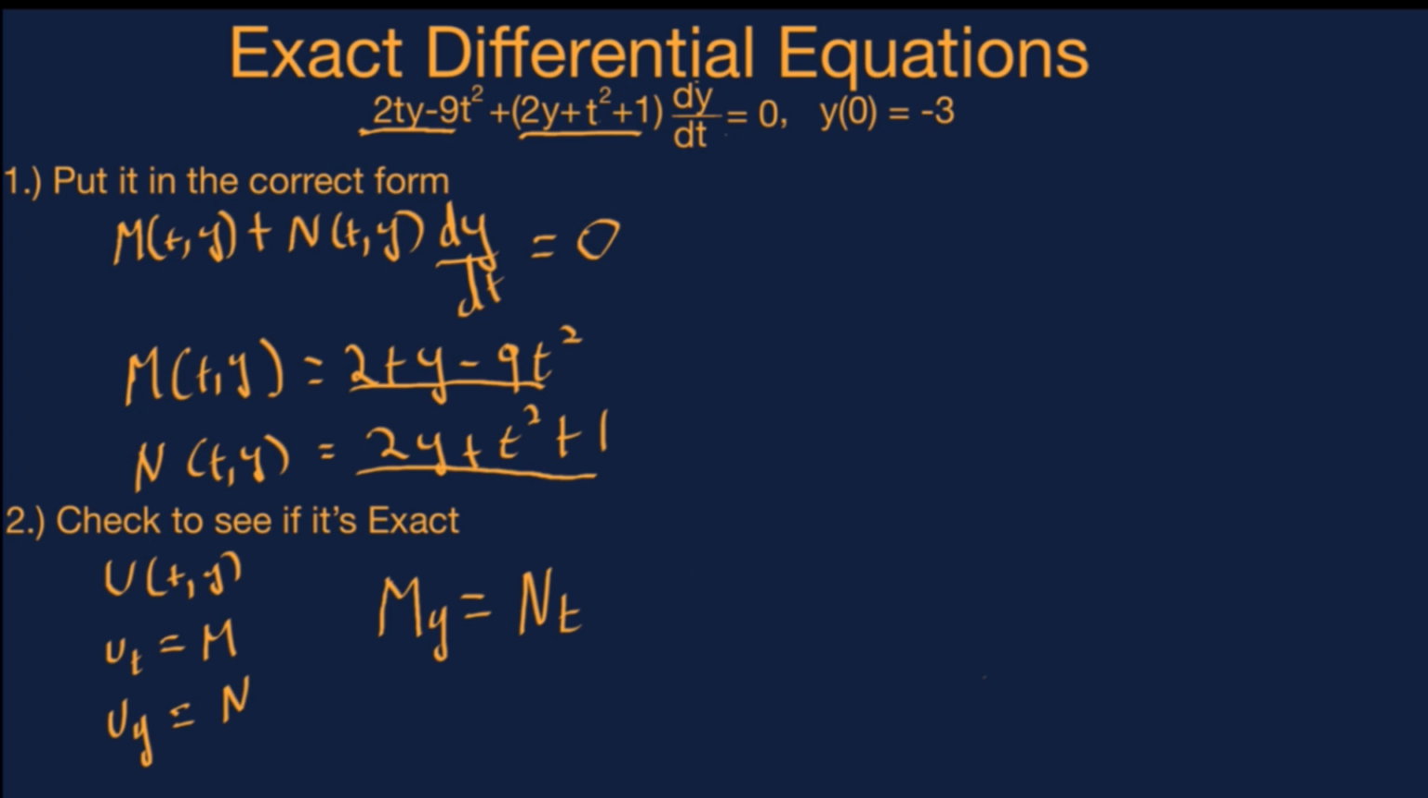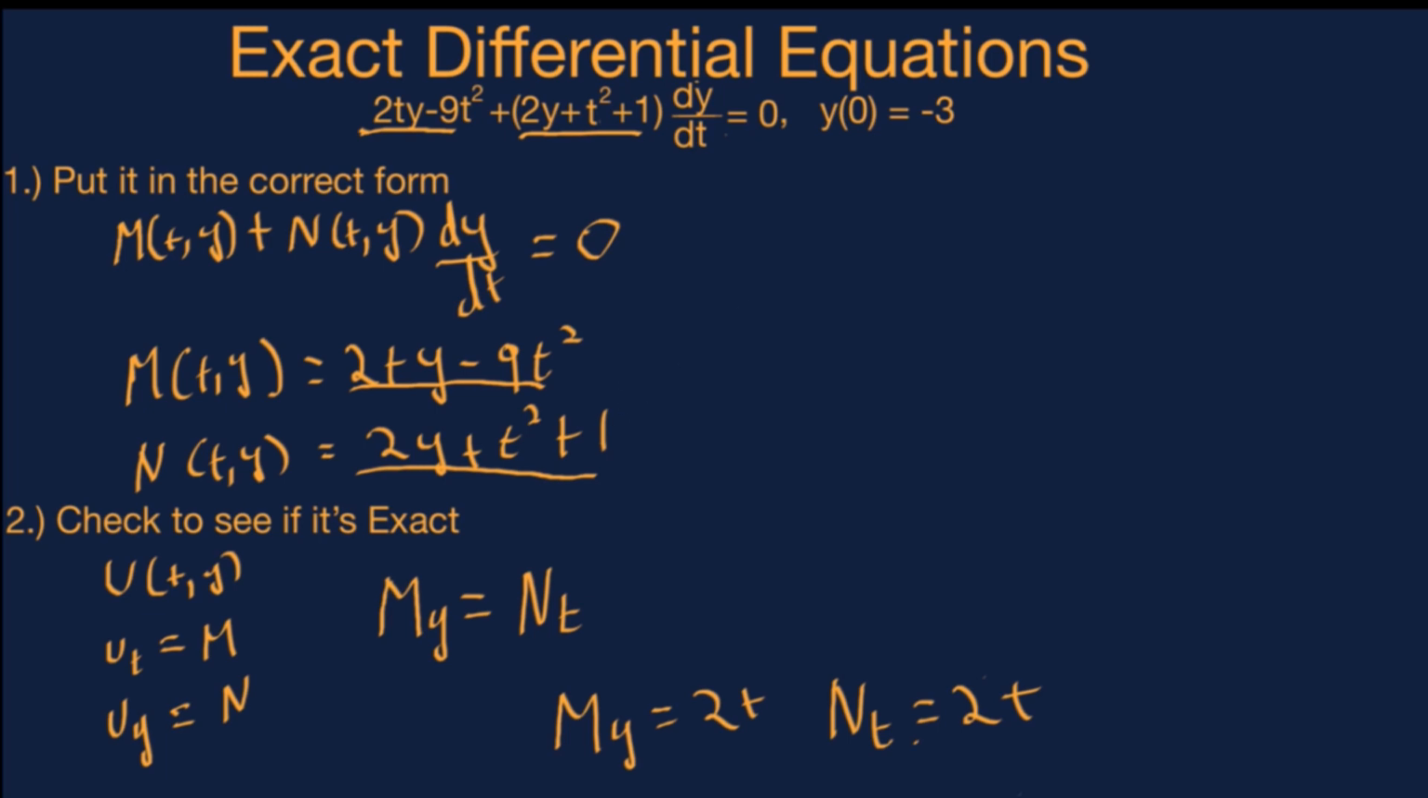And when we take the partial derivative of M with respect to y, we get 2t. And we also get 2t when we take the partial derivative of N with respect to t. So there you go. The equation we're working on is an exact equation.